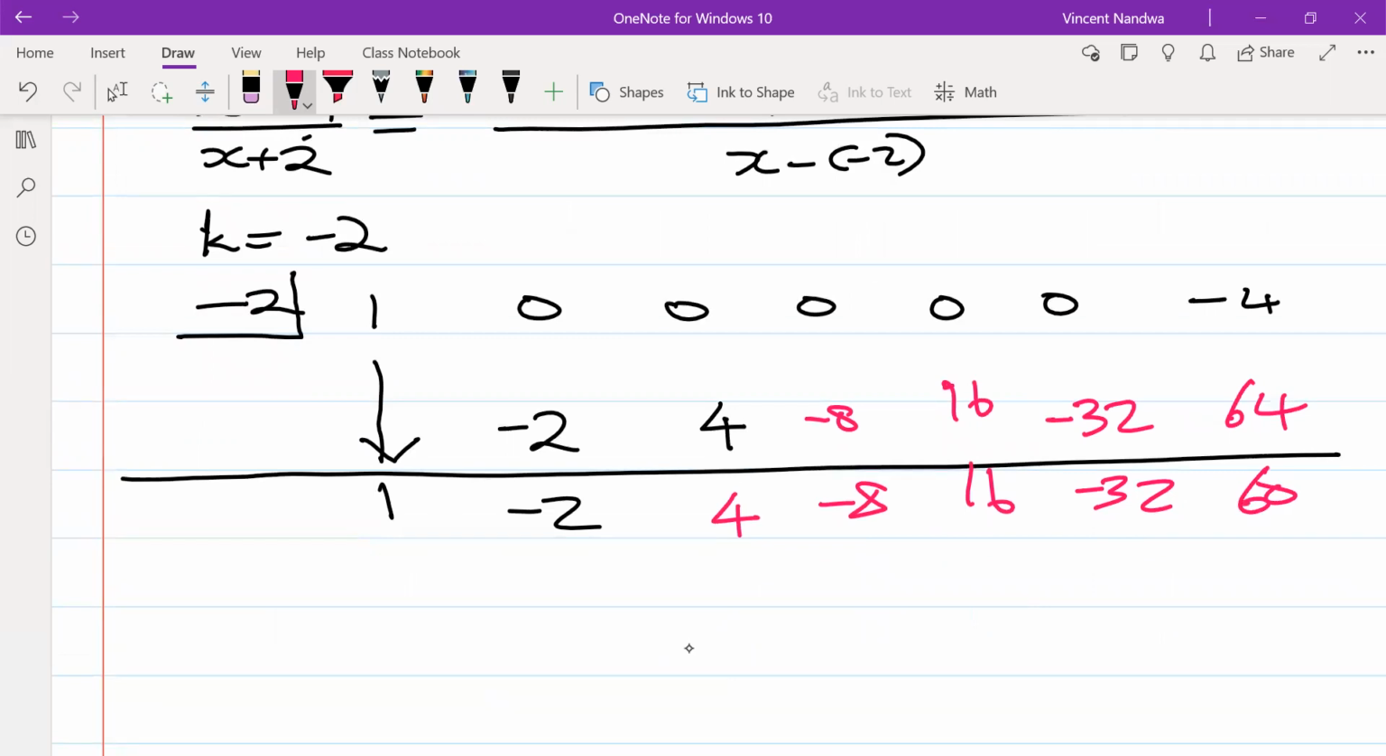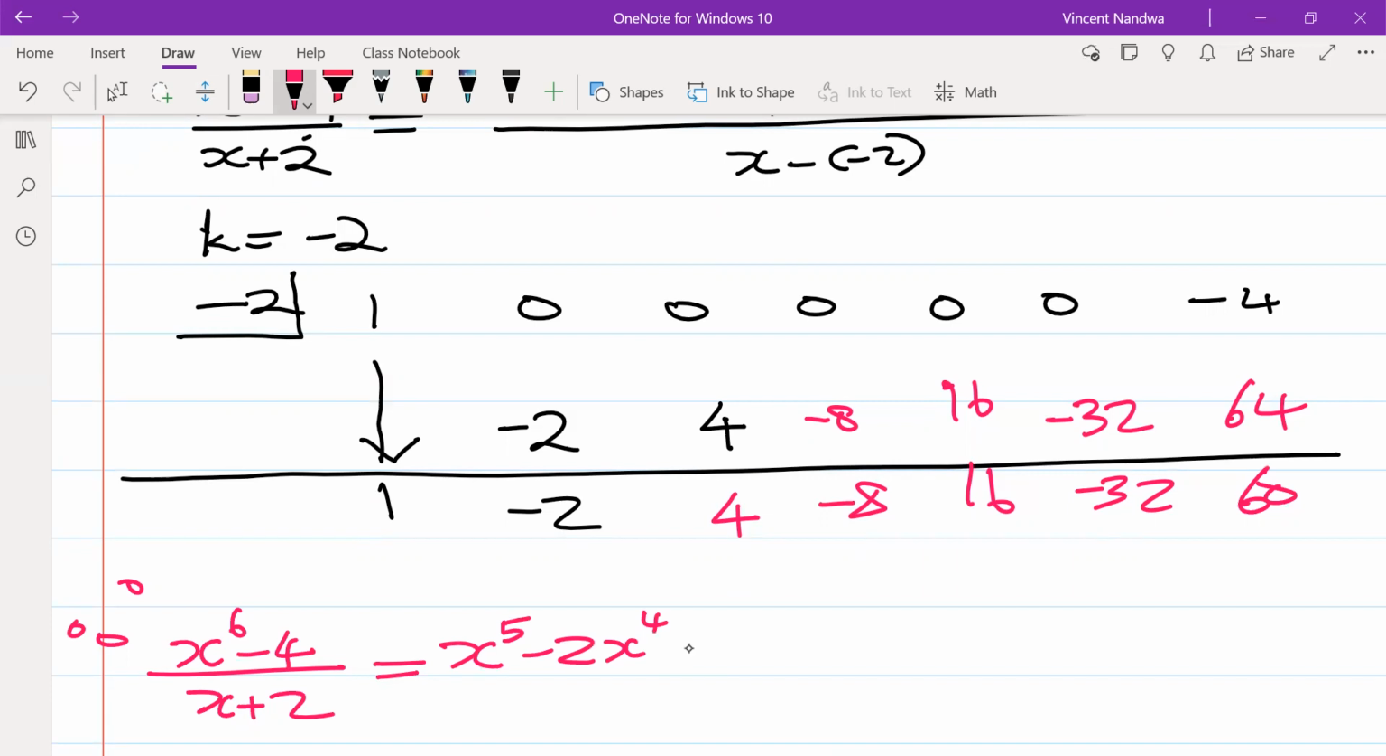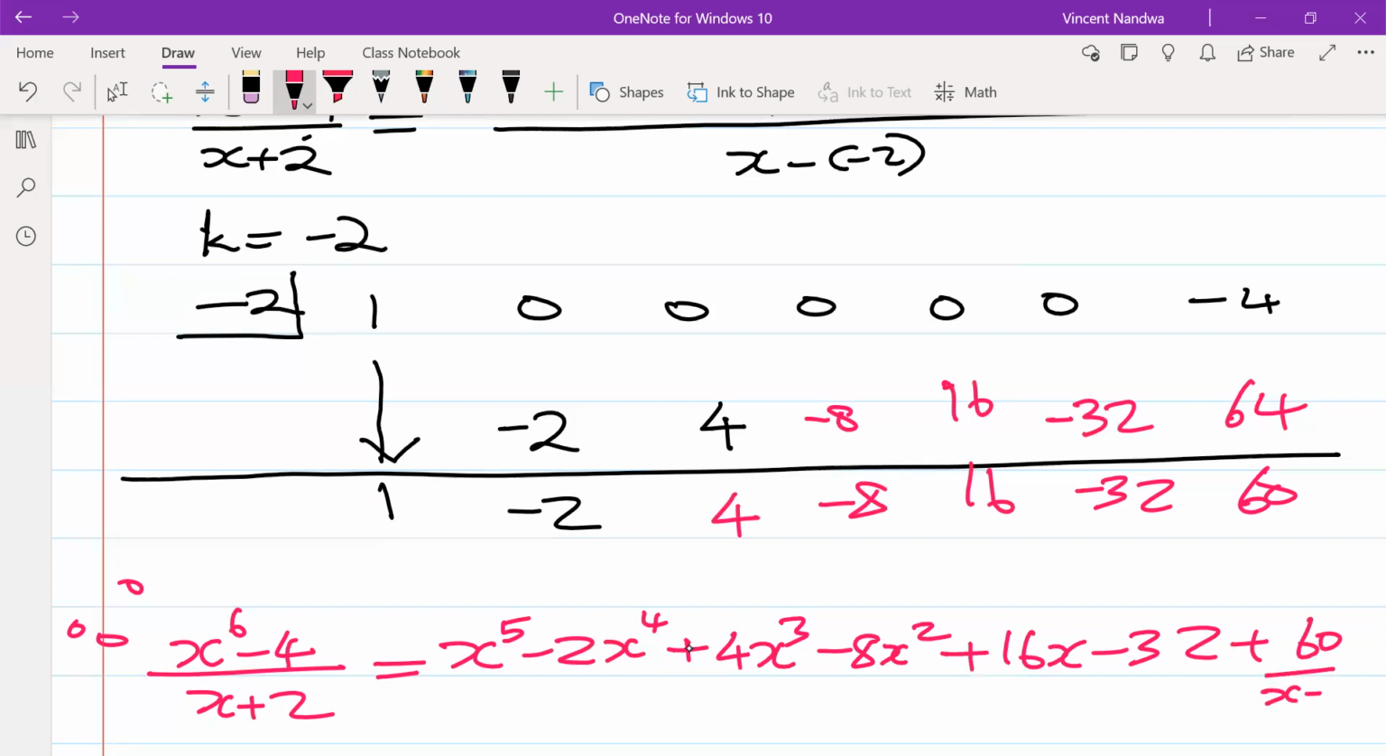So that would mean x power 6 minus 4 divided by x plus 2 is equal to x raised to power 5, minus 2x raised to power 4, plus 4x raised to power 3, minus 8x raised to power 2, plus 16x, minus 32, plus 60 over x plus 2. I hope now you can solve other problems by the same method.